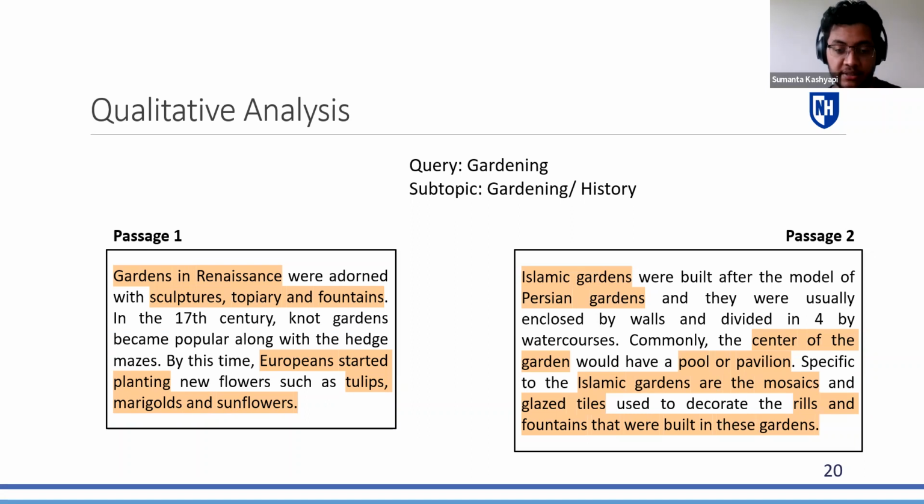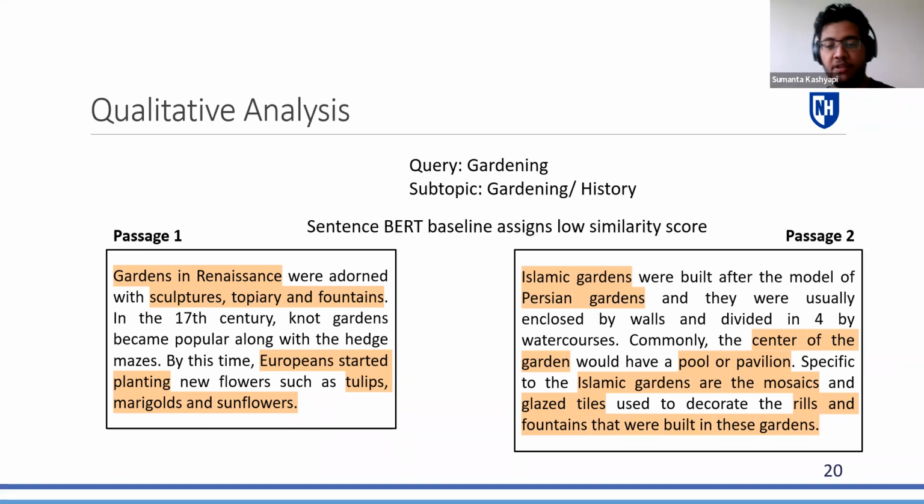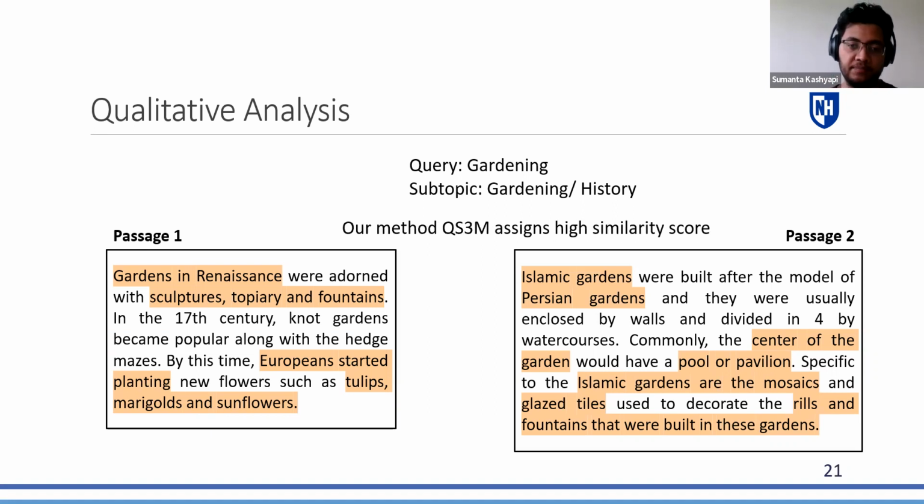Now, due to this, the SentenceBERT baseline, which does not have access to the query, assigns a low similarity score for the pair of passages. However, when we know that the query is gardening, then we want to regard them as similar because they both talk about history of gardens. This is correctly modeled by our QS3M approach, which assigns the pair a high similarity score. This also aligns with the ground truth data.